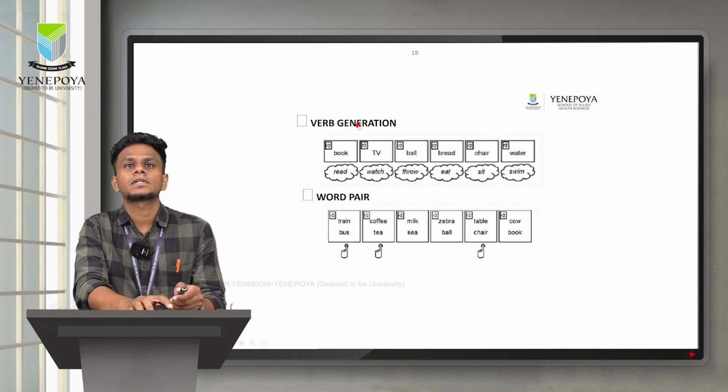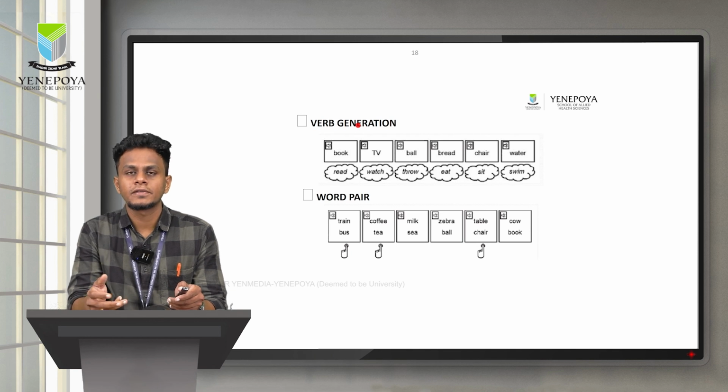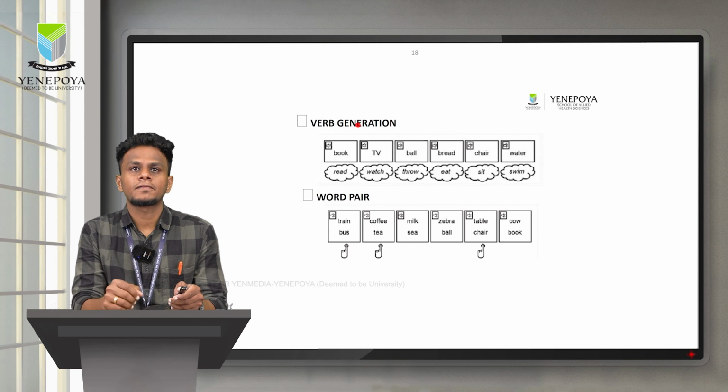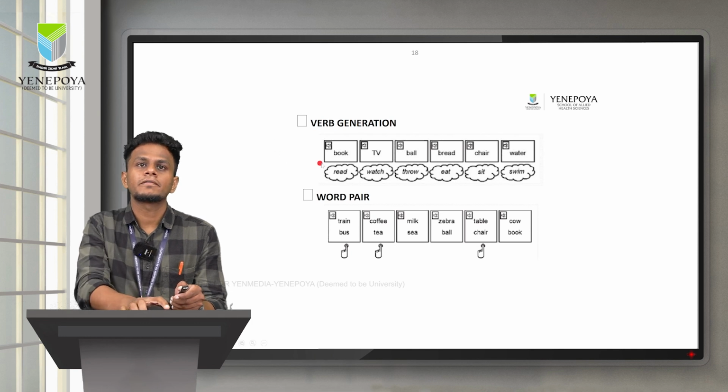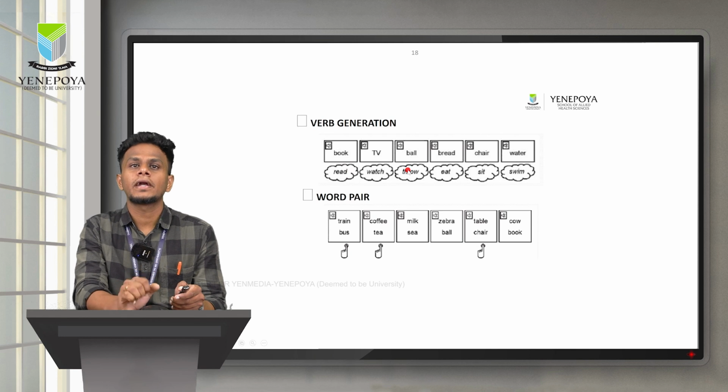There is a task called the verb generation task. In childhood, or if there is a congenital problem where a kid cannot reproduce a particular word or letter, they will be given this kind of task to see how far the brain is capable of verb generation. For example, if the patient is given a word like book, a related word is read; TV, watch; ball, throw. They should be able to reproduce a related word.